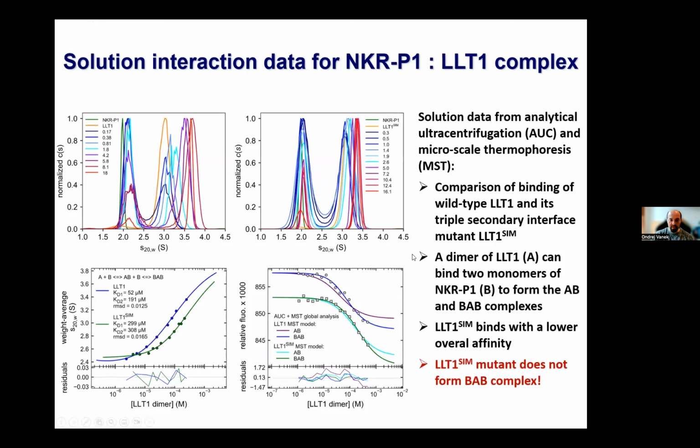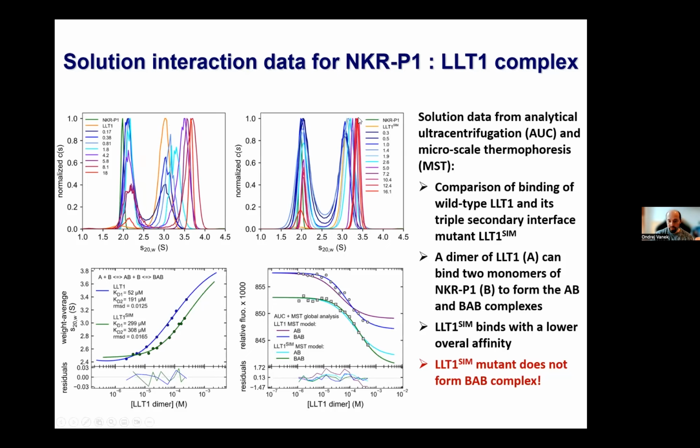So we characterized this using various biophysical methods, starting with methods in solution, like analytical ultracentrifugation, also microscale thermophoresis. For example, here you can see sedimentation profiles of NKRP1 and LLT1 and their mixture, 1-to-1 mole ratio, seeing how the complex is formed when we go up with the concentration. Well, and then this is not the case when we use a mutant.